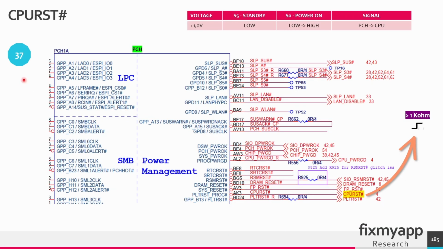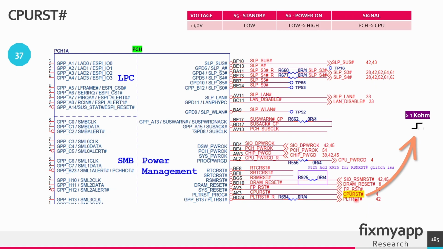And at the same time, at power sequence 37, the CPU reset active low signal will also be created. So in the power on state it has to go from 0 volts up to 1 volt, and it will go from the PCH to the CPU. And this is the PCH chip, and at this pin the CPU reset active low signal will go high and it will go to the CPU. The output resistance of this output signal is higher than 1 kilo ohms.